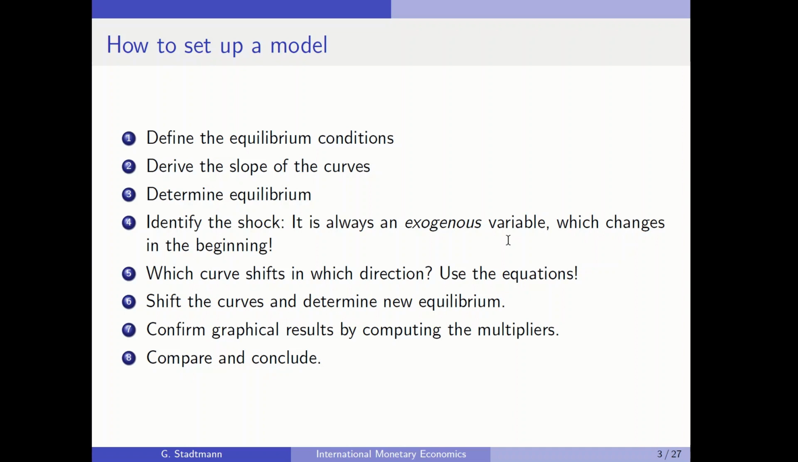We need to know which curve shifts in which direction, and we find the answers in the equations. We have to perform a graphical analysis in step number 6. So we are shifting the curves and we are determining the new equilibrium. In the end, we confirm the graphical results by computing multipliers, and we compare the graphical results and the formal results.